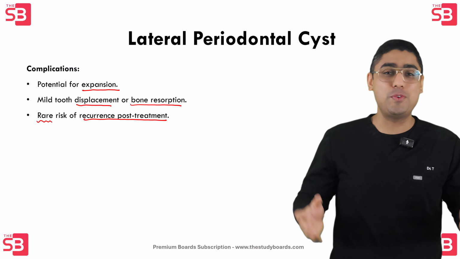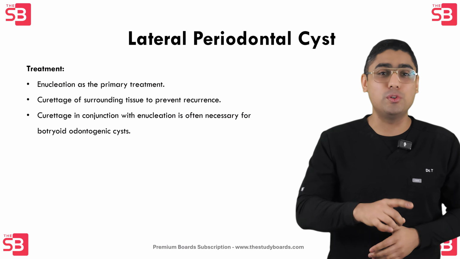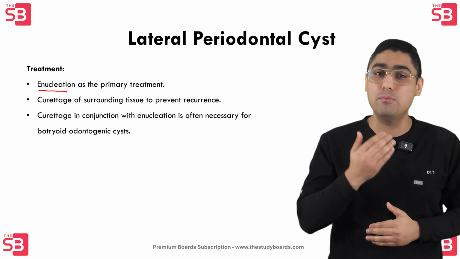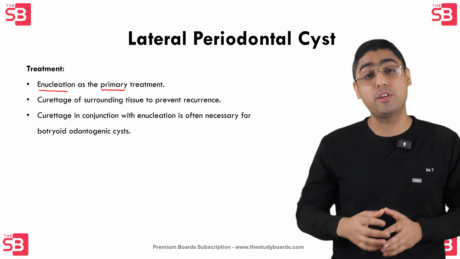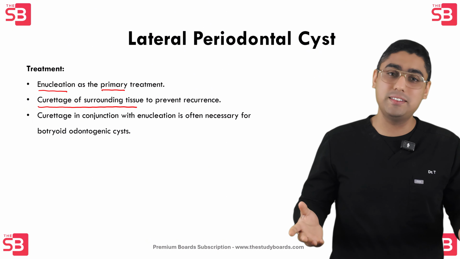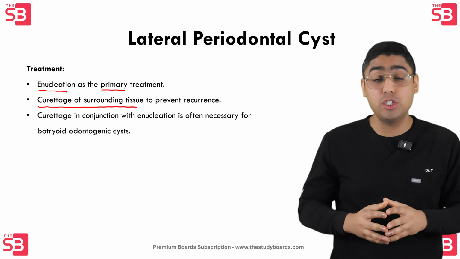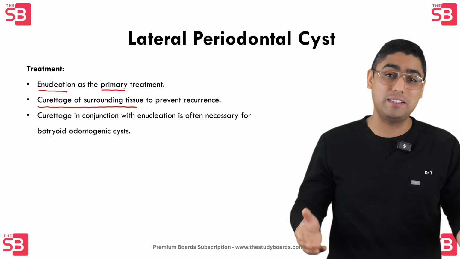Now let's go over the treatment options for lateral periodontal cysts. Now the primary approach is going to be surgical enucleation, where the cyst is carefully removed in its entirety. And to further minimize the risk of recurrence, curettage of the surrounding tissues should be done alongside. Now in most cases, this conservative treatment is sufficient. However, when you're dealing with larger or botryoid variant of LPC, you have to go through an extensive surgery.